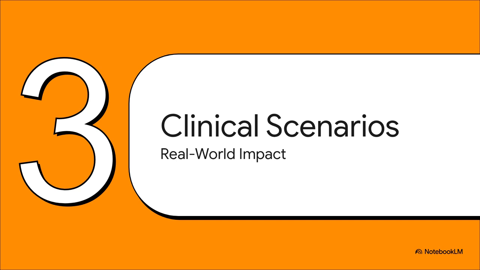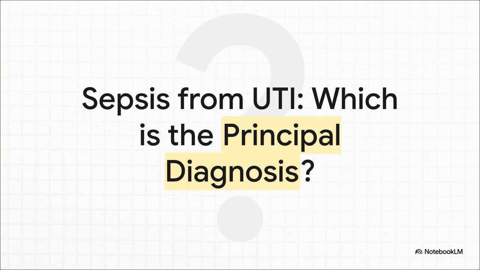We're going to put these rules to the test. Here's a classic coding challenge for you. A patient is admitted and the documentation states they have sepsis secondary to a urinary tract infection, or UTI. Both conditions were fully present on admission. So which one takes the coveted principal diagnosis spot? Is it the sepsis or is it the UTI?